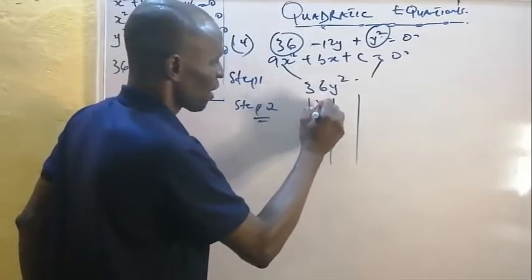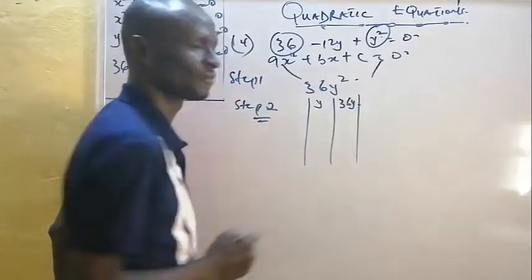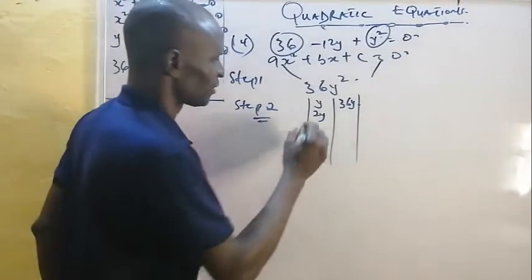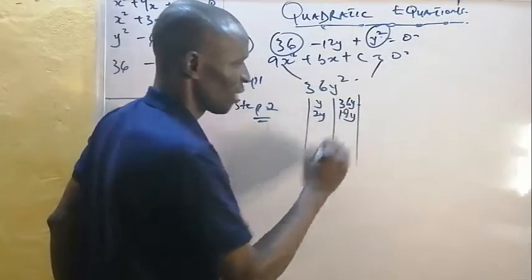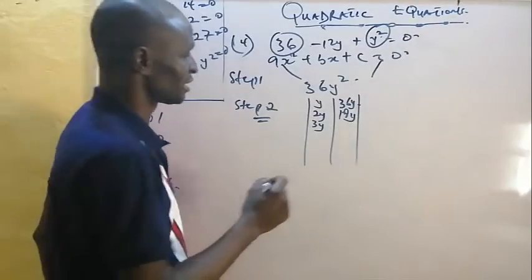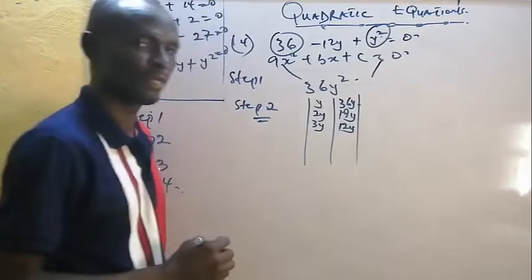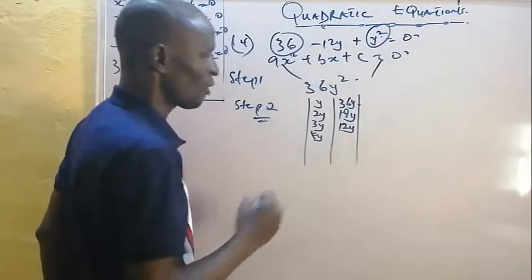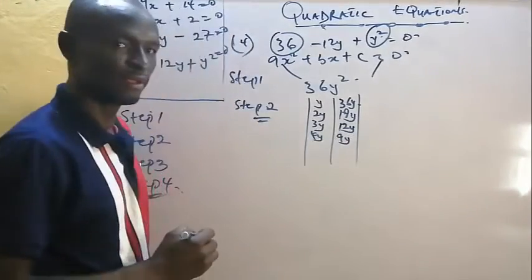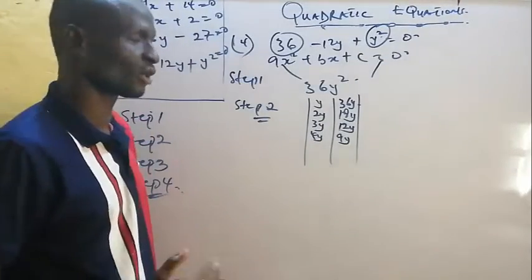Now, y times what to give us 36y squared? That's y times 36y. 2y times what will give us 36y squared? That's 2y by 18y. 3y times what to give us 36? That's 12y. 4y times what to give us 36? That's 9y. 5 is not a factor of 36. 6 is a factor of 36.